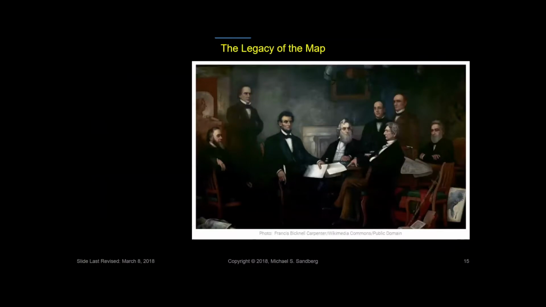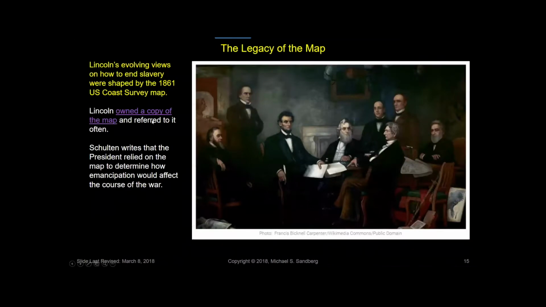So as the war ended, or the war was evolving and it was coming near an end, Lincoln again always was referring to his 1861 coastal map. As I said, he owned a map and he relied on it. And as I mentioned Shelton earlier, she writes that the president relied on the map to determine how emancipation would affect the course of the war.